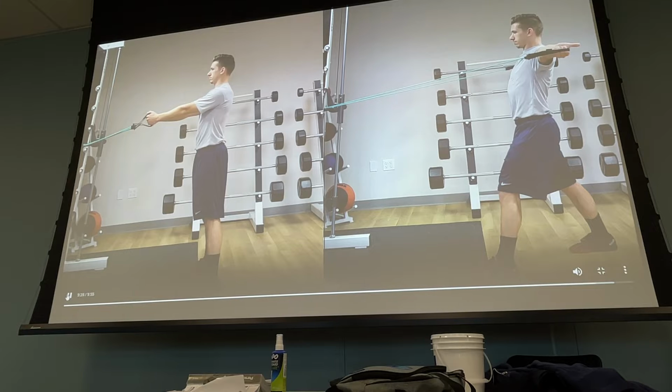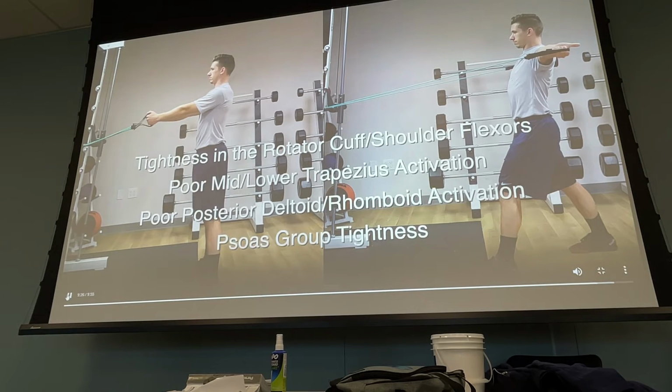Okay, for this exercise, the following could be addressed. Tightness in the rotator cuff, specifically the internal rotators, as well as the shoulder flexors. Poor mid-lower trapezius, posterior deltoid, and rhomboid activation, as seen with the upper cross syndrome, and psoas group tightness, even though only minimal attention is given to this issue with the small step back. Again, these are just a few prime examples.